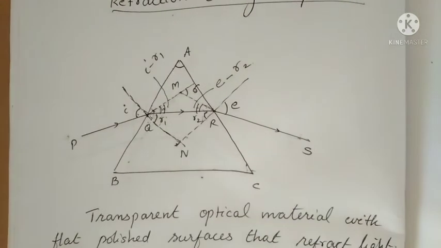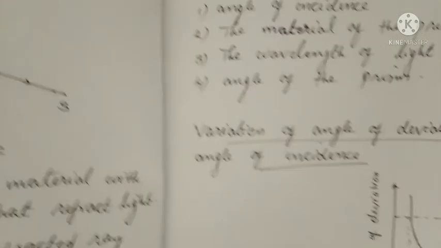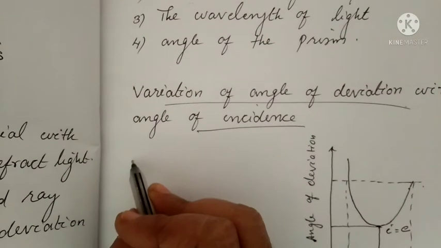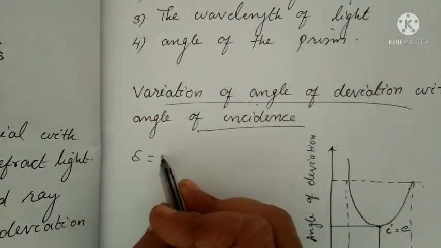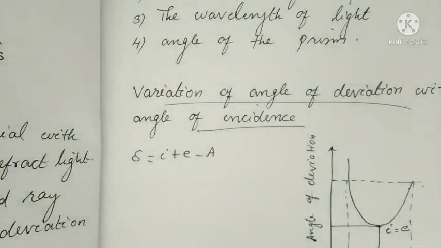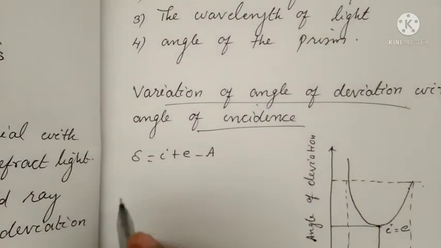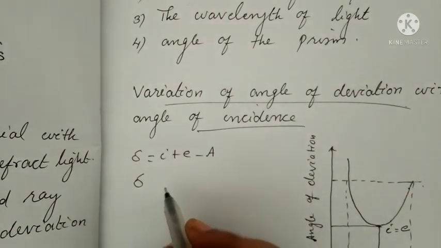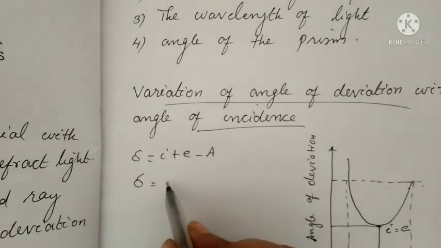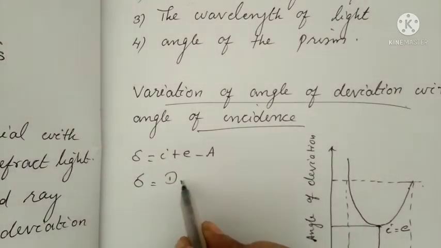Clear? Then from the above equation, what is the angle of deviation formula? That is delta equal to I plus E minus A. This is the angle of deviation. So in this case, when this delta becomes minimum deviation, we can note it as dm or delta m.